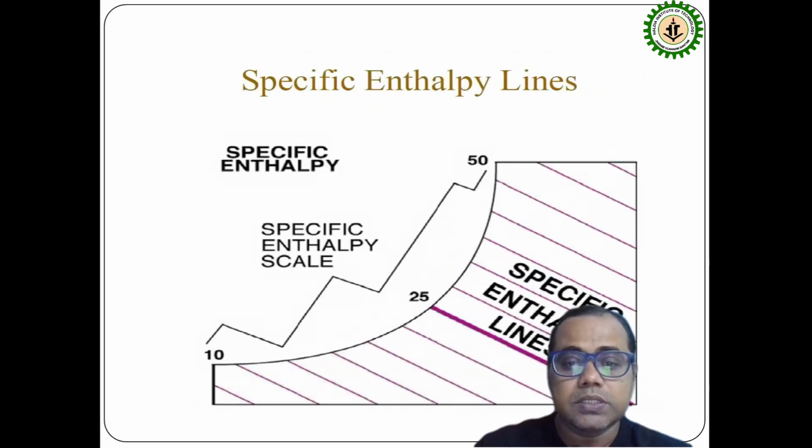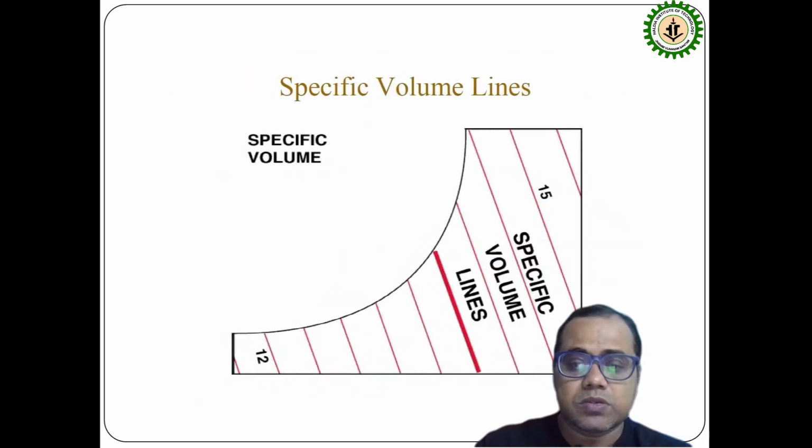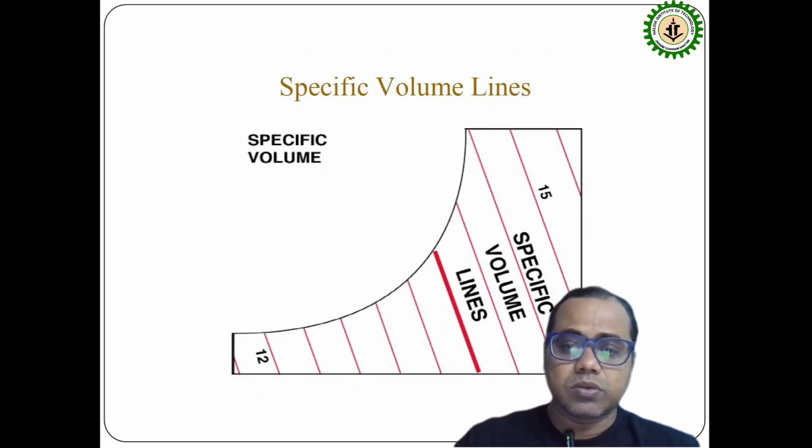Okay. This is known as the specific enthalpy lines. Enthalpy lines and wet bulb lines are almost the same. They are also inclined lines, and all these values are given by which we can determine the enthalpy value at that condition. What will the enthalpy value be at that condition? Okay. And this is the specific volume. These are the different specific volume lines by which we can read values like 15, 12. The unit is meter cube per kg of dry air.